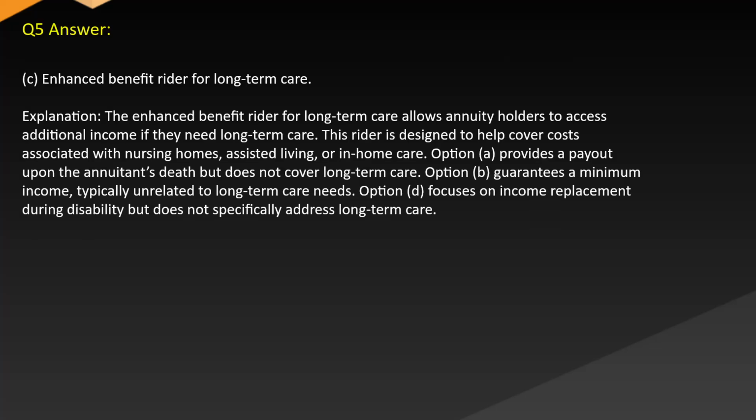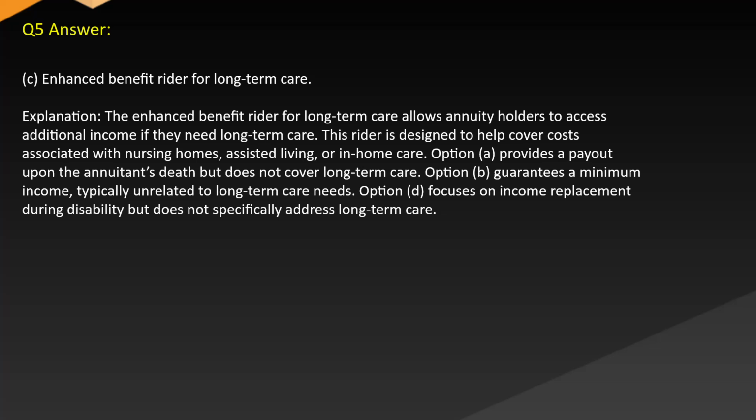Answer: C. Enhanced benefit rider for long-term care. Explanation: the enhanced benefit rider for long-term care allows annuity holders to access additional income if they need long-term care. This rider is designed to help cover costs associated with nursing homes, assisted living, or in-home care.